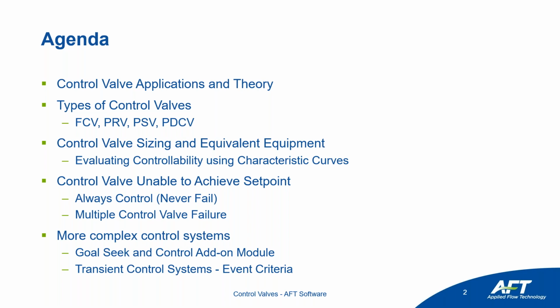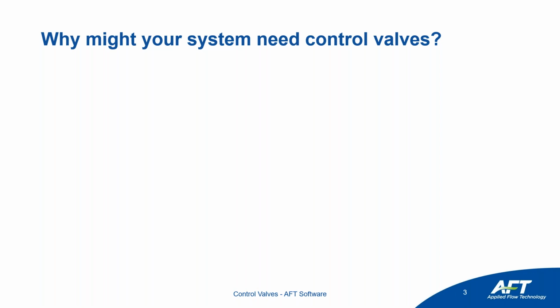I'd also like to touch on some of the more complex control systems that we can model in our software. So this goes beyond just the control valve junction, which is going to be the main emphasis of the webinar. We'll touch briefly on the goal seek and control add-on module, useful for things like indirect control or remote control, and then also transient control systems, looking at the event criteria feature. How can we trigger events to happen based on how parameters within the system are changing? So quite the gamut, but again, the main focus here is going to be that control valve junction.